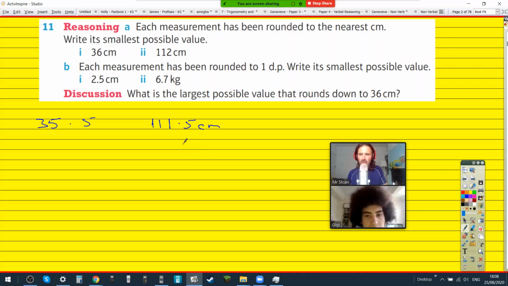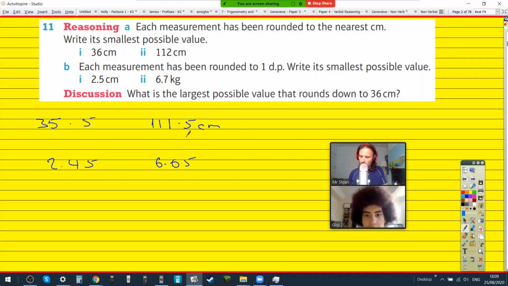And okay, how about B? One decimal place. 2.45 and 6.65. That's it.